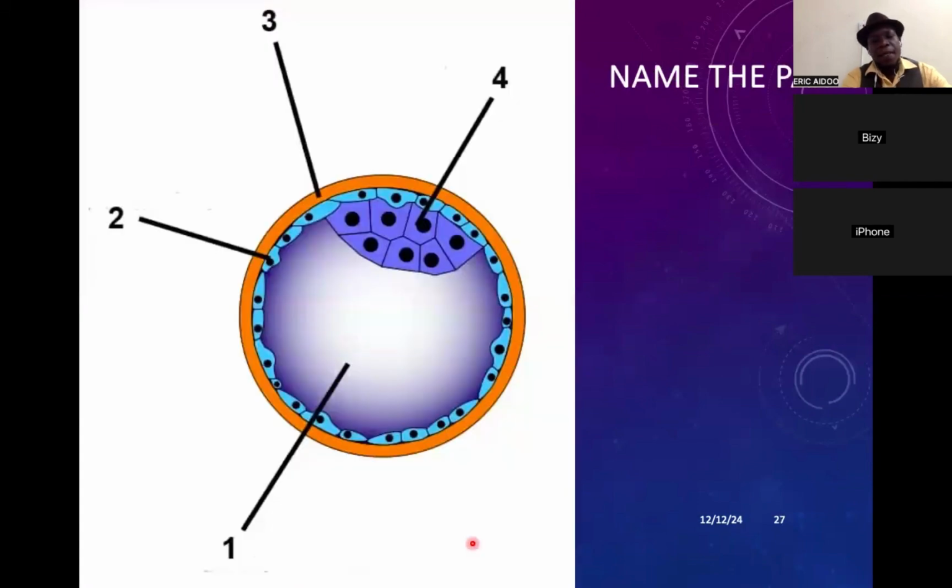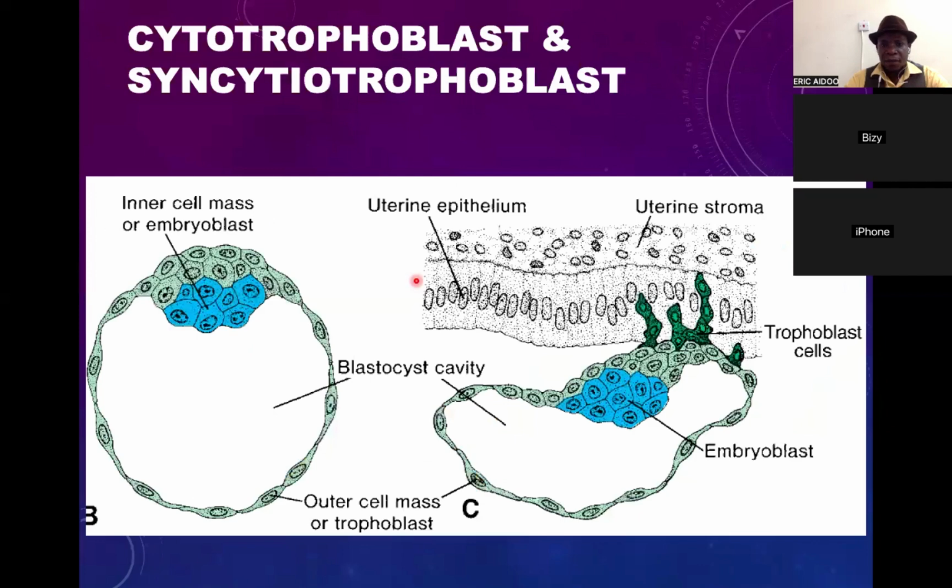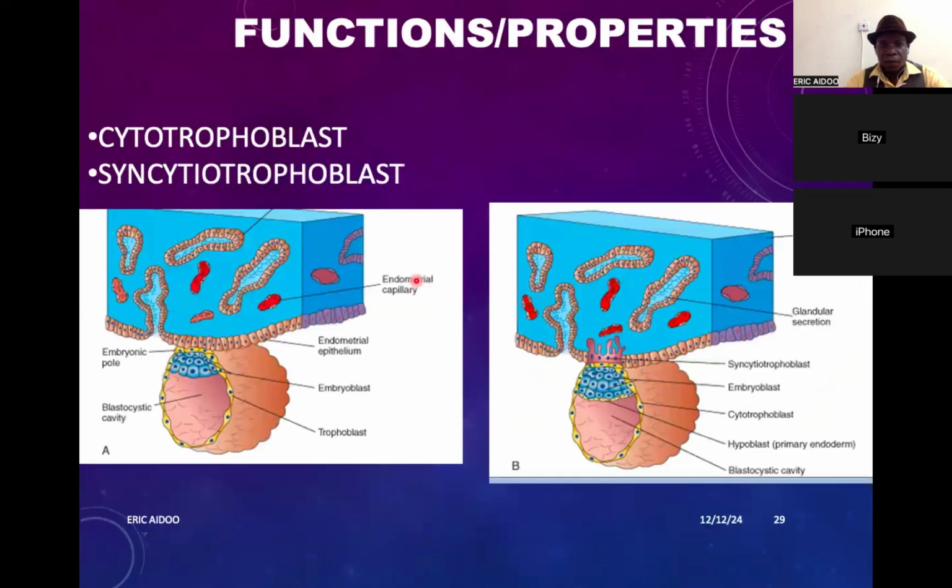So if you have something like this and you're asked to label, I think that should be very easy. So we start with 1, that will be the blastocyst cavity. 2 will be the trophoblast. 3 will be zona pellucida, and then 4 will be what? Inner cell mass or embryoblast. Okay, so that is the same thing going on. A similar thing also going on.